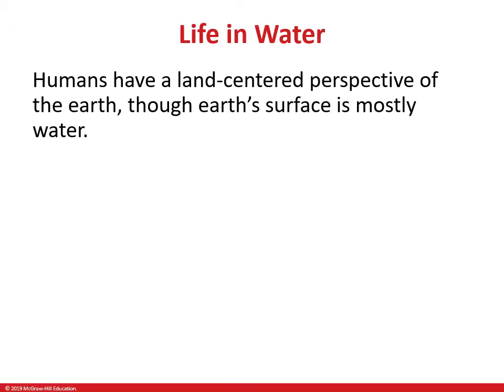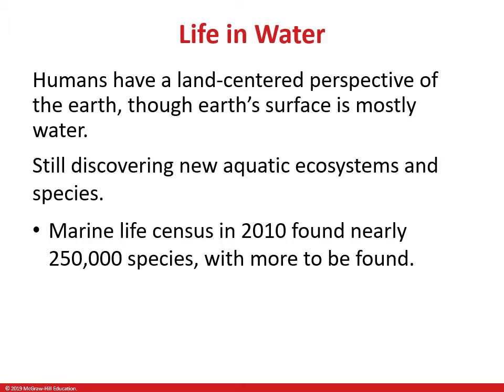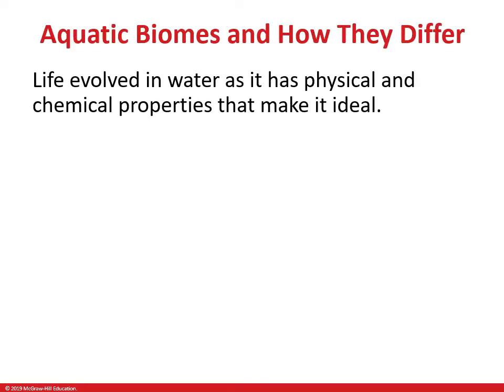When we look at trying to classify things, we obviously have a very terrestrial perspective because we're a terrestrial animal. But 70% of the planet is covered in water, and there's a lot of species found in there. There are about 250,000 species known to live in the marine environment, and more are likely to be discovered. So we're still discovering new ecosystems and new species.